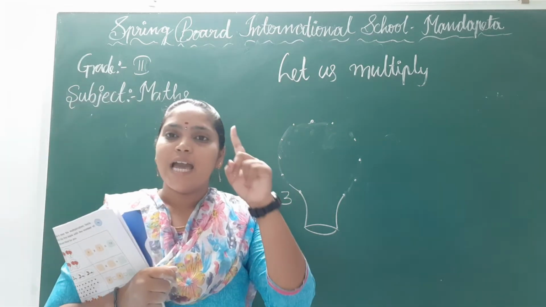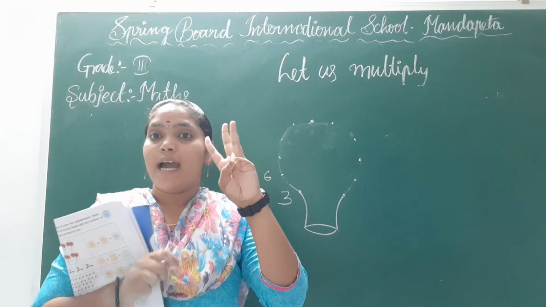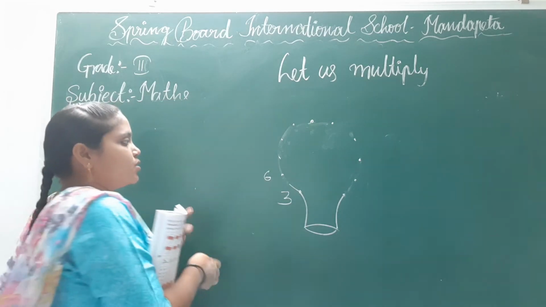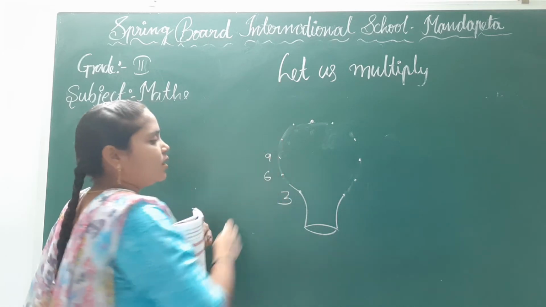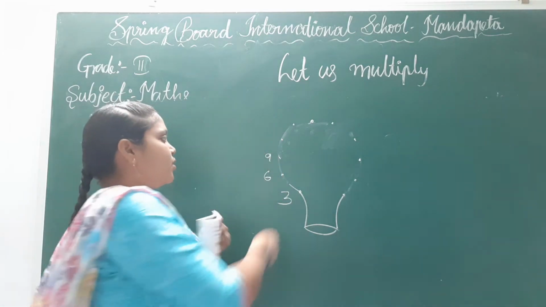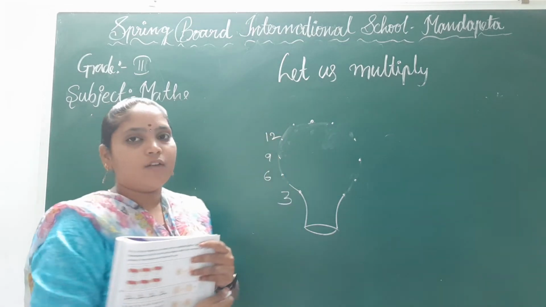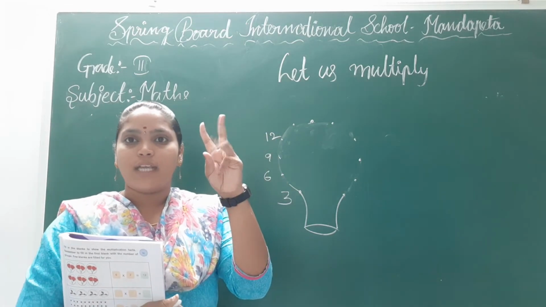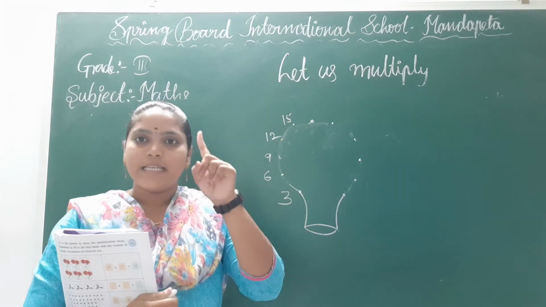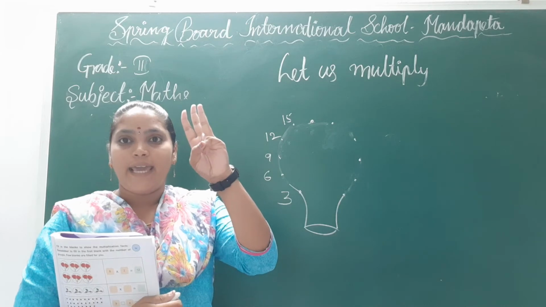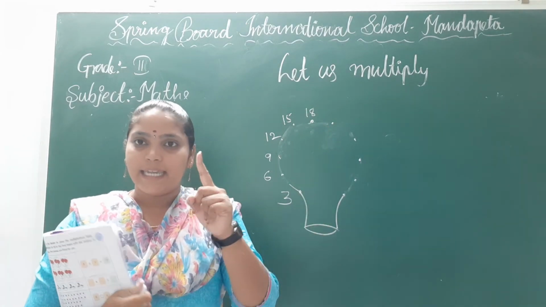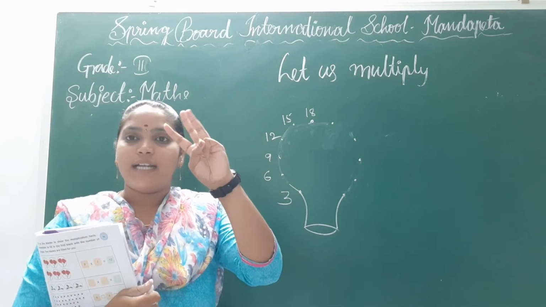Next, 6, after 7, 8, 9. You have to take 9. Why? Because here it is the skip count of 3. So write 9 here at this dot. 9, after 10, 11, 12. So write 12. 12, after 13, 14, 15. Write 15 here. Next 16, 17, 18. Write 18. Next 19, 20, 21.